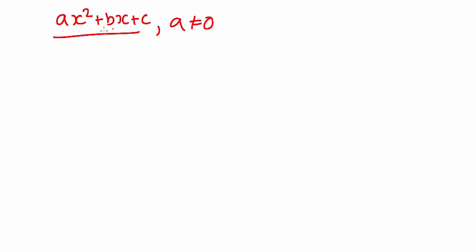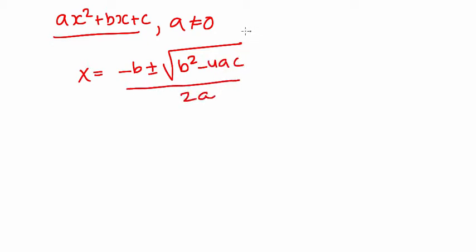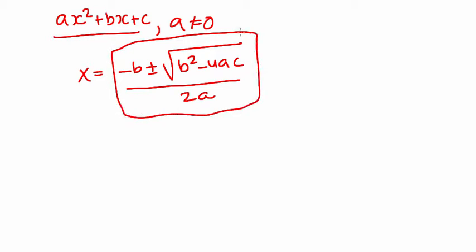Recall that the quadratic formula says that if the equation is in the form ax squared plus bx plus c, and a cannot be 0, the solution to this, which is x, is precisely negative b plus or minus the square root of b squared minus 4ac, all over 2a. But how do you get this? This is exactly what I'm going to show you.